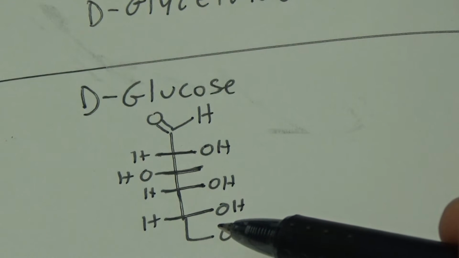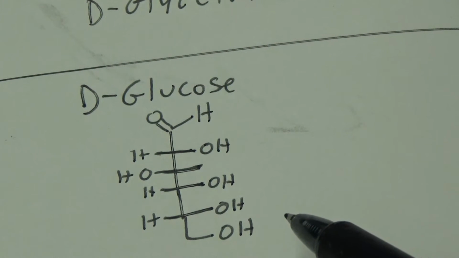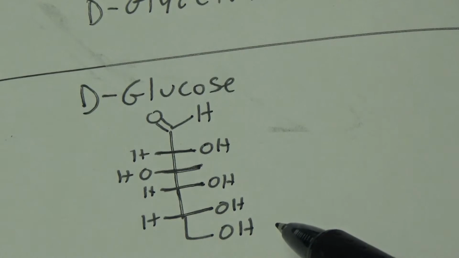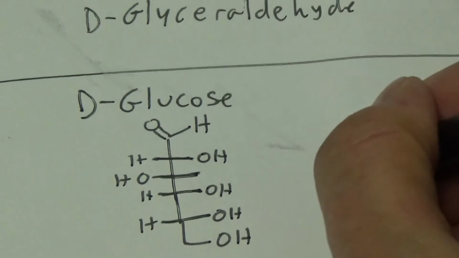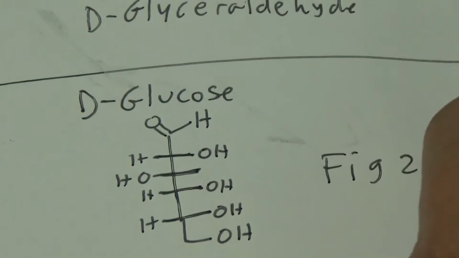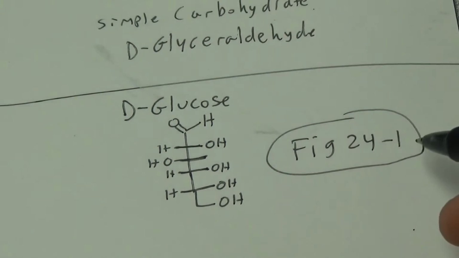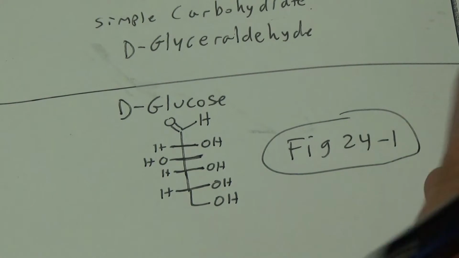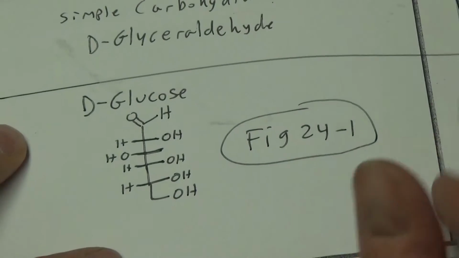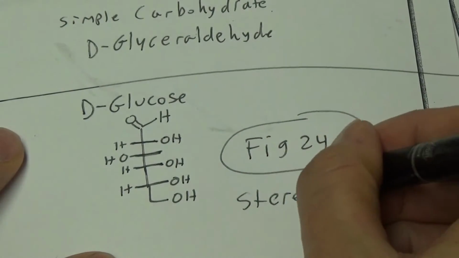So yeah, this isn't a huge focus in the course. You will see them from time to time, though. Just be familiar with what it means. I think figure 24.1, so that's way down the road, has more examples of some Fischer projections that are stereoisomers of sugars, isomers.